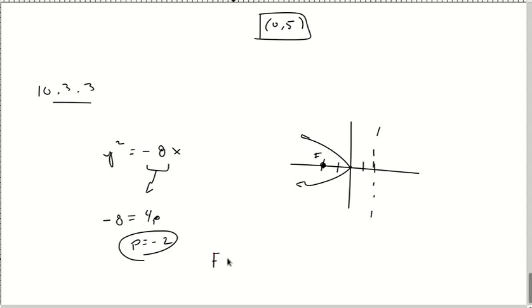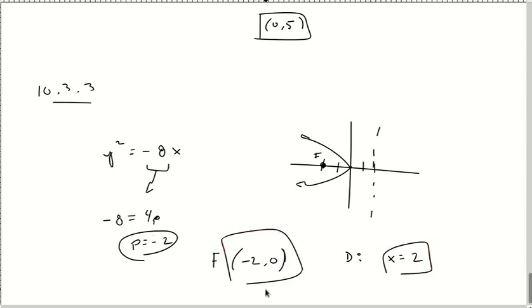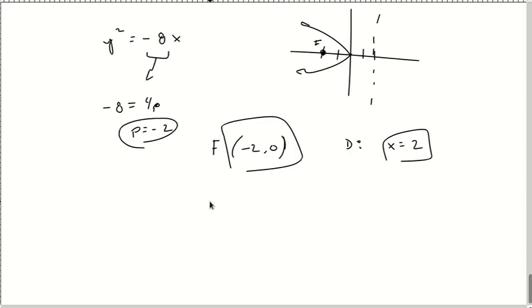So your focus is going to be, now this is x, so it's going to be (-2, 0). Your directrix is going to be, again, this is an equation. Notice that's an x equals line. It's a vertical line at +2. Two negatives make a positive. Okay, cool. Next one.